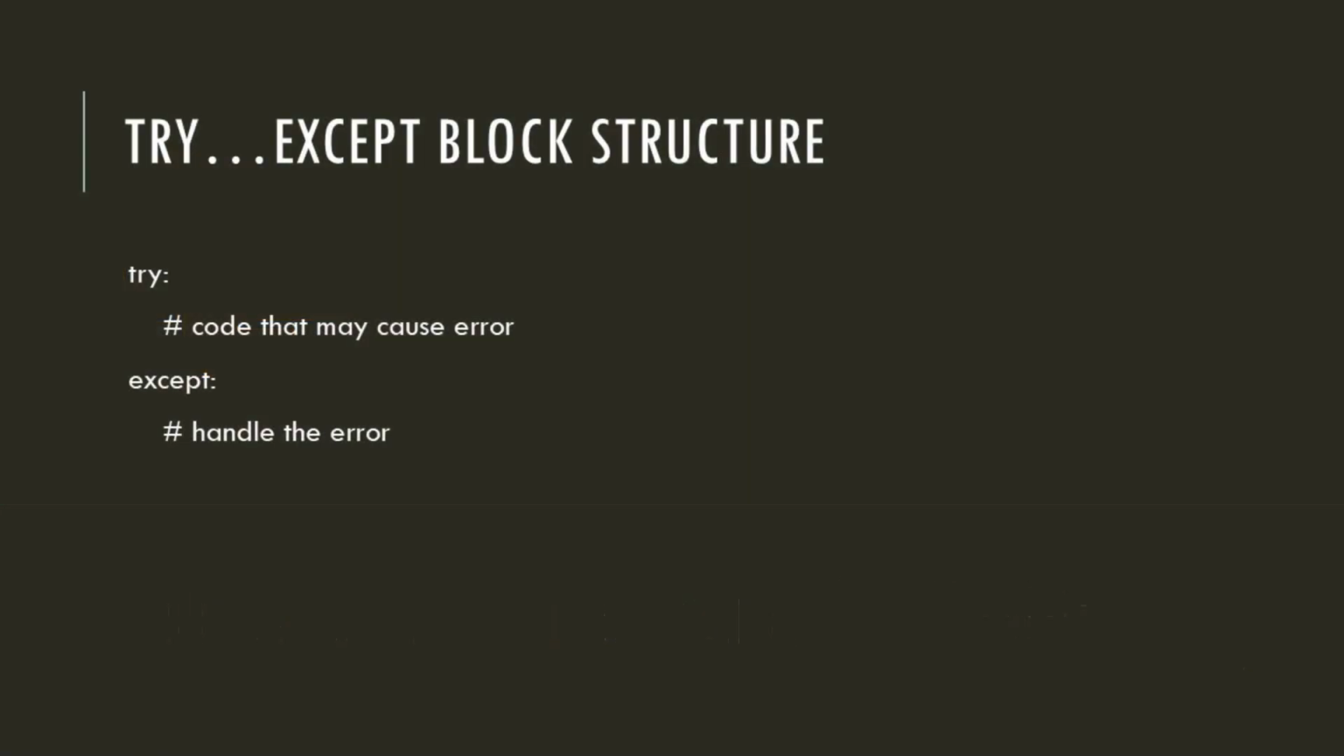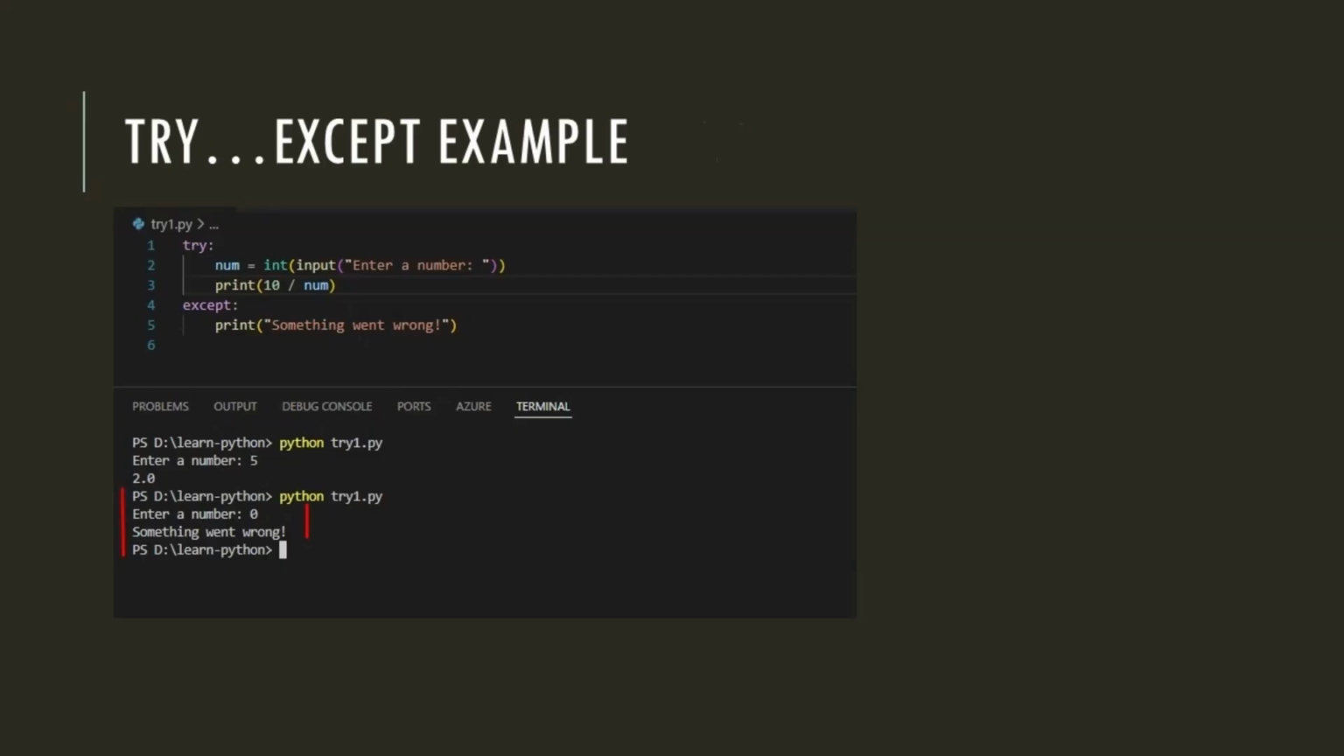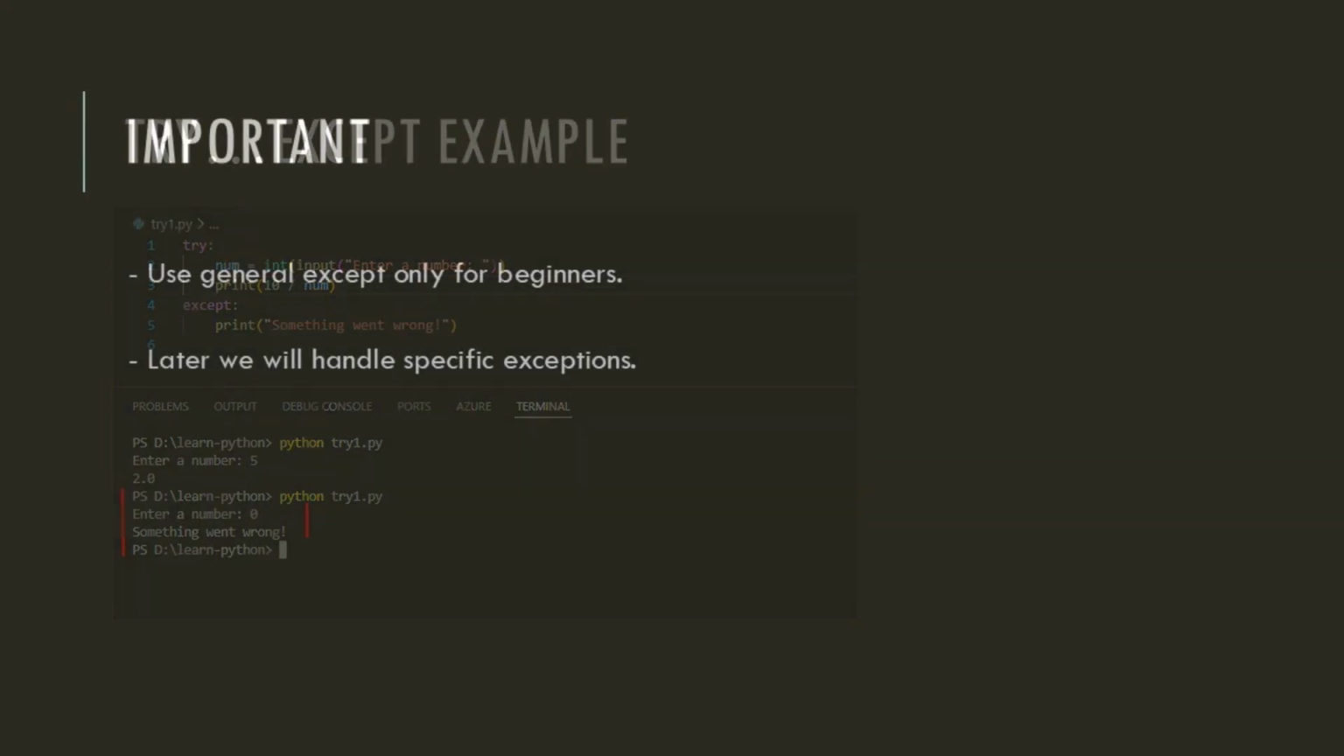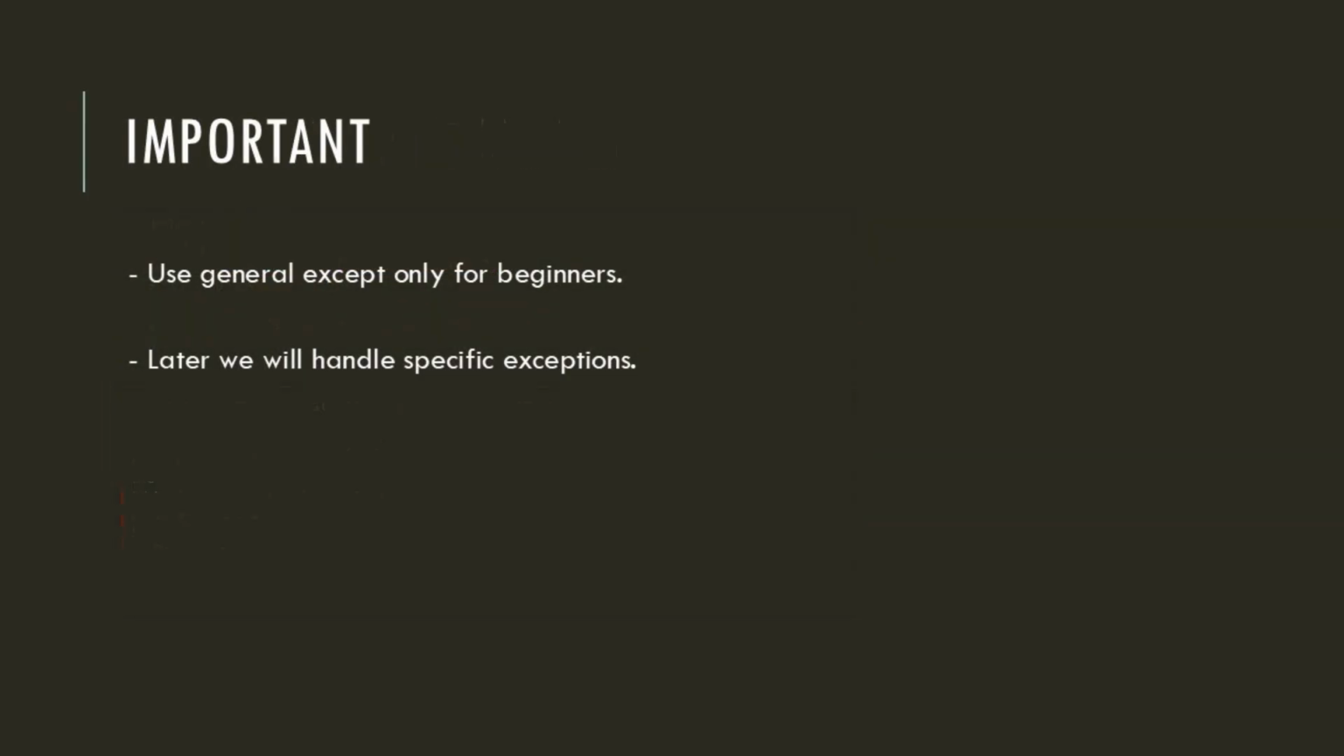Let's see its structure. Try: code that may cause error. Except: handle the error. Example: try: num = int(input("Enter number")), print(10 / num). Except: print("Something went wrong"). If the user enters 0 or invalid input, the except block will catch the error and display the message something went wrong. It's important that we use general except only for beginners, and later we handle specific exceptions.